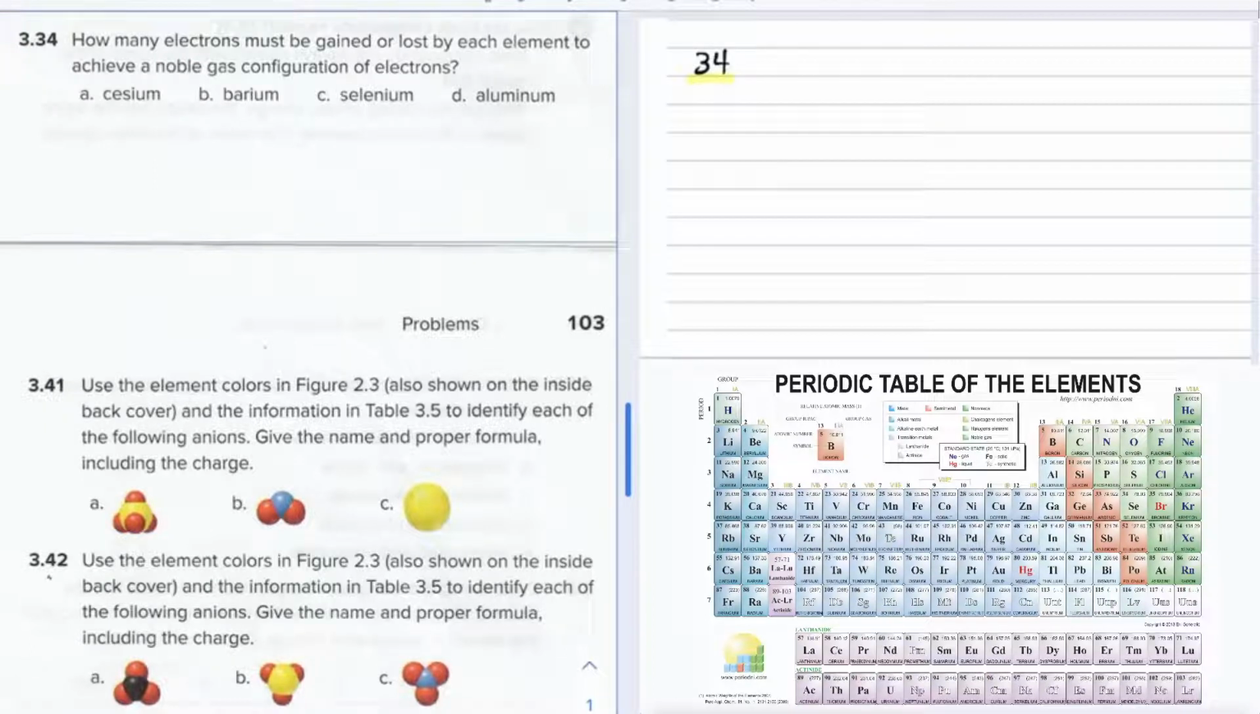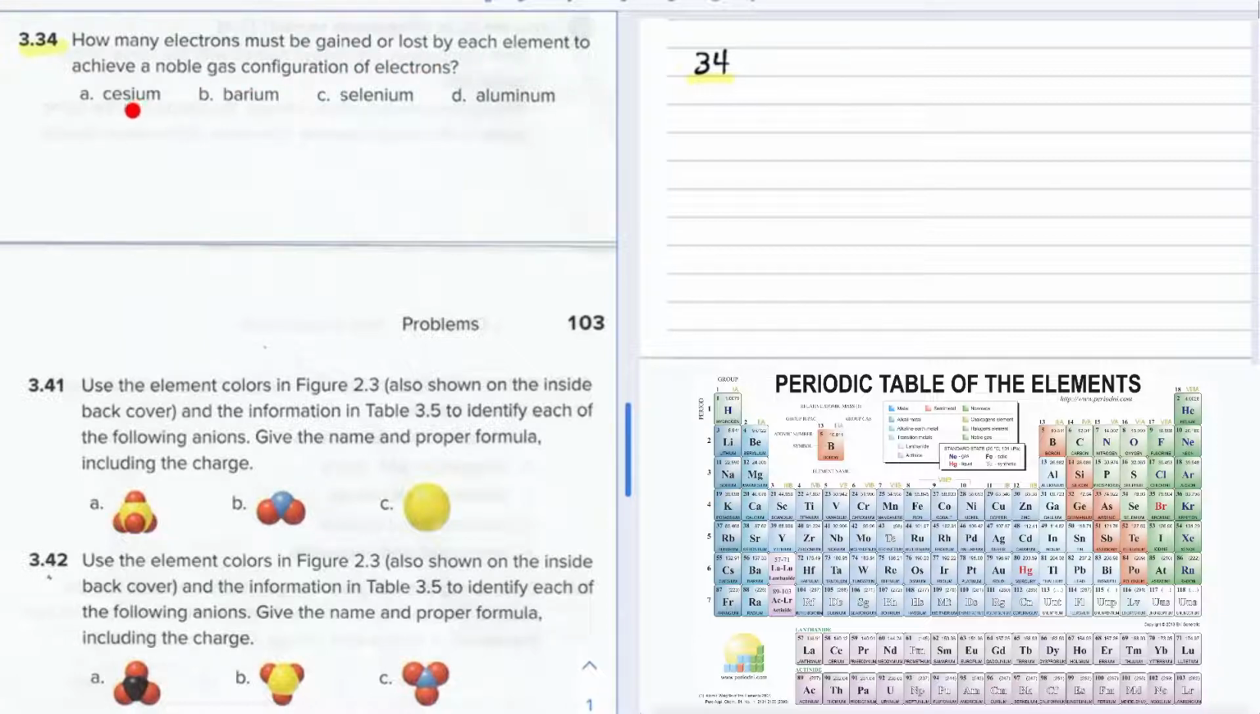Number 34. How many electrons must be gained or lost by each element to achieve a noble gas configuration of electrons? So you're given 4 elements, and it's asking you, for instance, for cesium, how many electrons does cesium need to gain or lose in order to achieve a noble gas configuration of electrons?